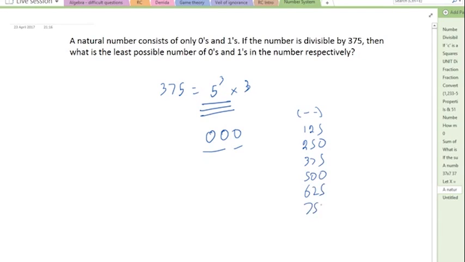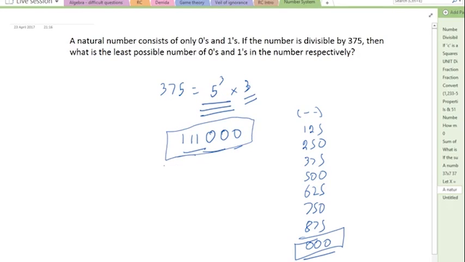So none of them will satisfy the condition of only zeros and ones except the last one. So if it is divisible by 125, the last 3 digits have to be 0. If it is divisible by 3, then the sum of digits has to be divisible by 3. And the lowest number that we can form by using 1 is just adding 3 ones here. And so the answer will be 111000.